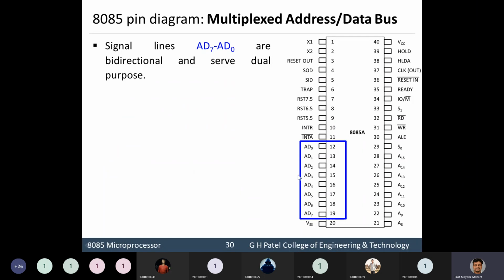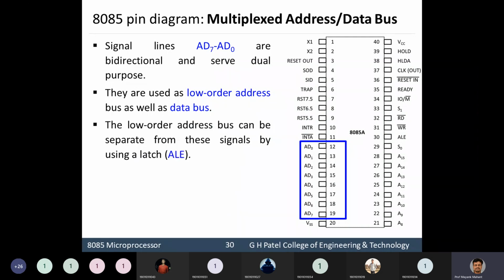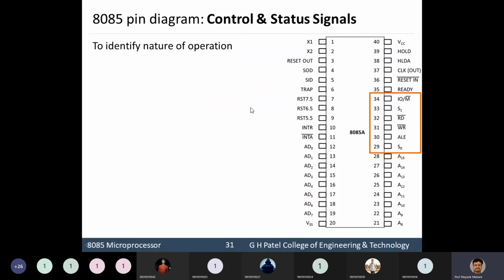So this, as it is being used for the data, is bidirectional. AD7 to AD0 are bidirectional and they are used for a dual purpose: one for data, another for the lower order of an address. The lower order address can be separated from the signal by using a latch. We call it the address latch enable. This is a signal we already talked about, which is used for that particular thing.